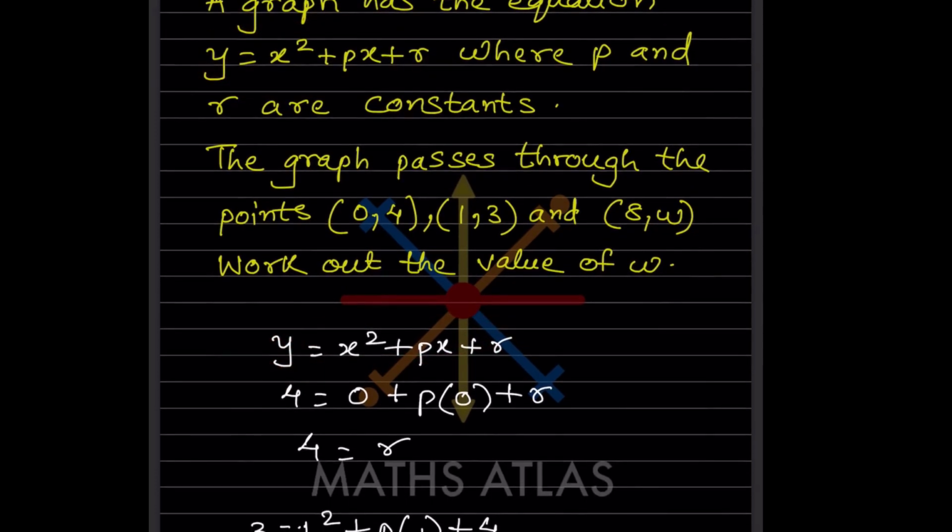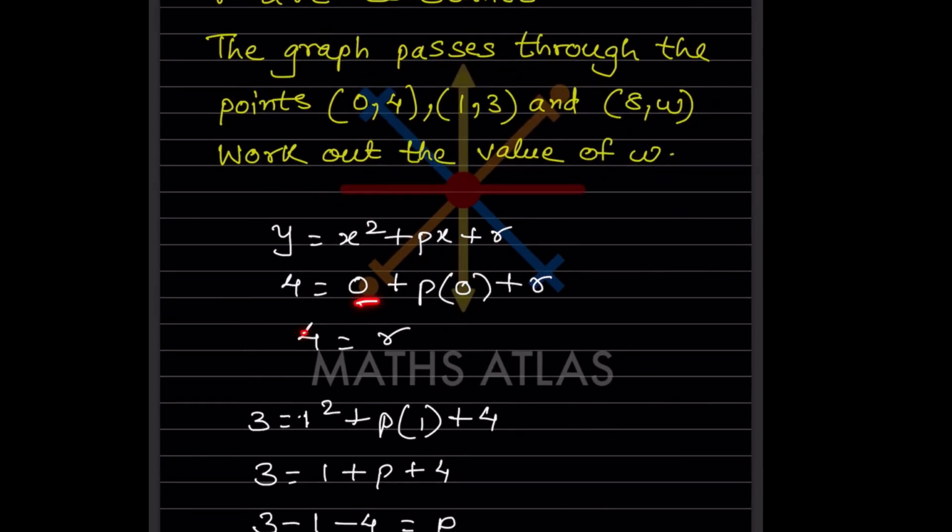So now we'll look at these points. Whenever these points are given, this is the x value and this is y: xy, xy. So now let us think about this first. In this equation, in place of y, we are going to put 4, and in place of x, we are going to put 0. Hope this is clear. Now 4 is equal to 0 plus p into 0, that is going to be 0, and this is r. So here r is 4.